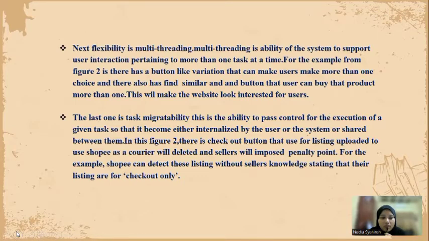The last one is task migratability. This is the ability to pass control for the execution of a given task so that it becomes either internalized by the user or the system, or shared between them. In figure 2, there is a checkout button; a listing uploaded to use Shopee as a courier will be deleted and the seller will receive a penalty point. For example, Shopee can detect this listing without the seller's knowledge, stating that their listings are for checkout only.